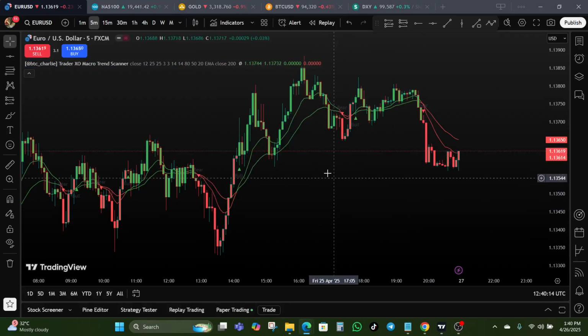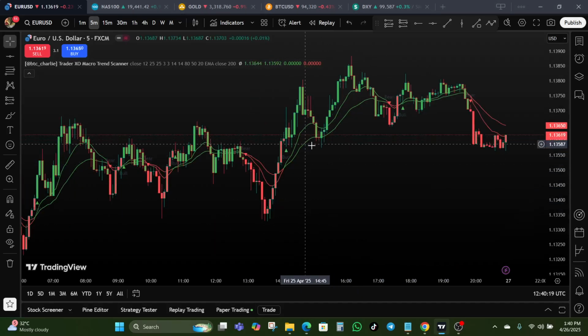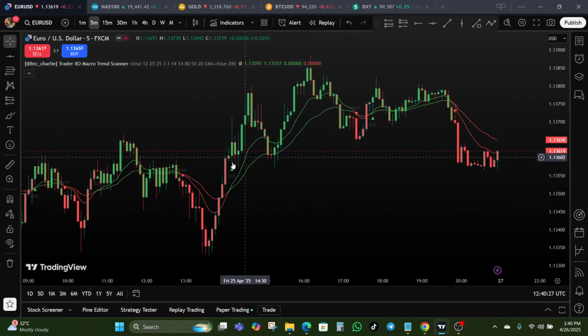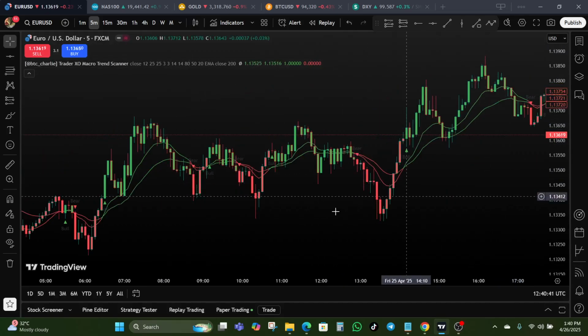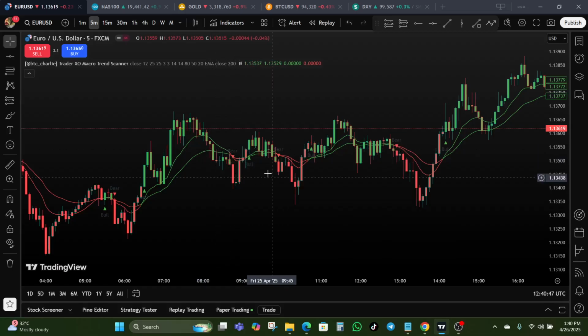Now, the macro trend scanner simplifies decision making in that a green signal appears, indicating a bullish macro trend. So you focus on taking buy trades. You notice that the candlestick color has changed to green. When the candlestick color has changed to green and you notice the appearance of this arrow and a bull sign, it shows it's a time to buy. If you notice that the candlestick color has changed to red with the appearance of this red arrow and the bear tag, it means it's time to sell.